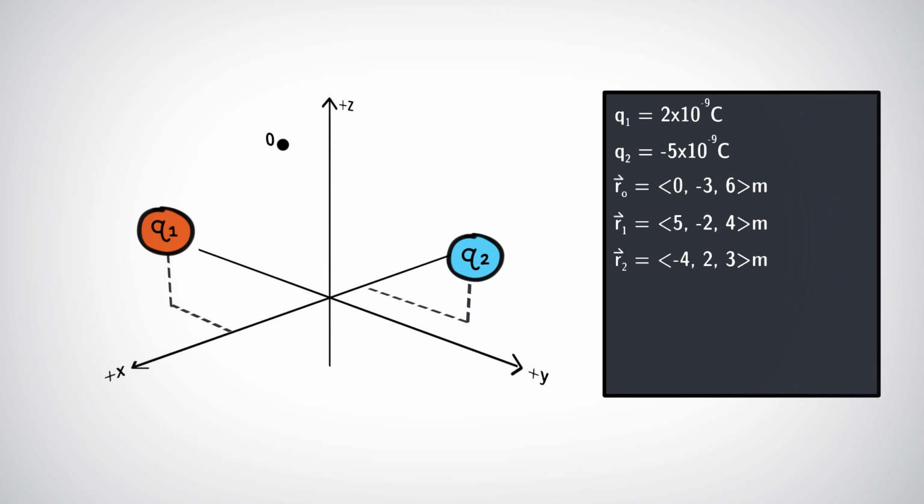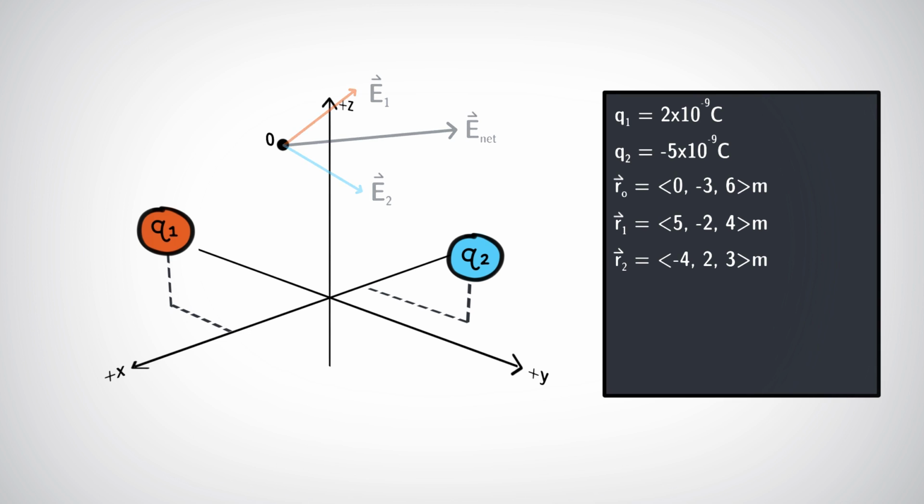Here's our approach. We will compute the electric field due to each point charge at location O. Then we will use superposition, which tells us that the total electric field E net at O is just the vector sum of the electric fields due to all of the point charges.